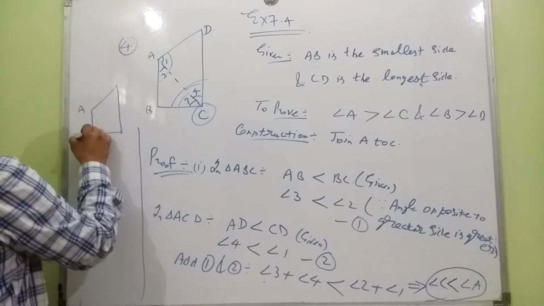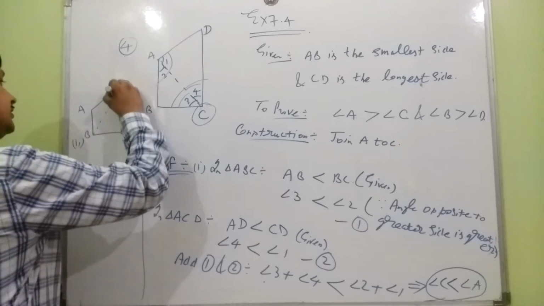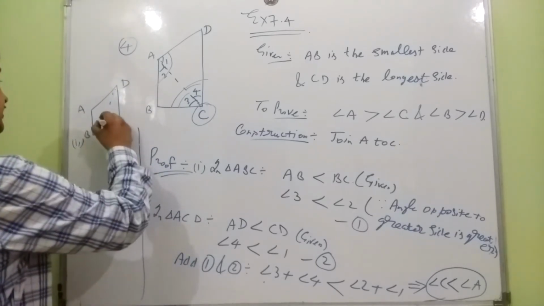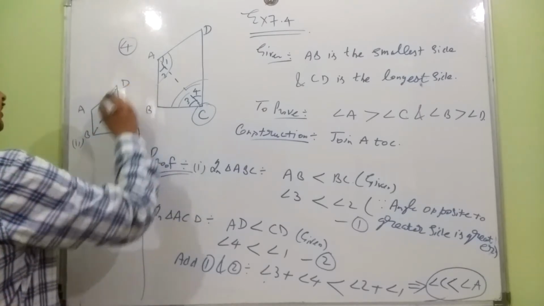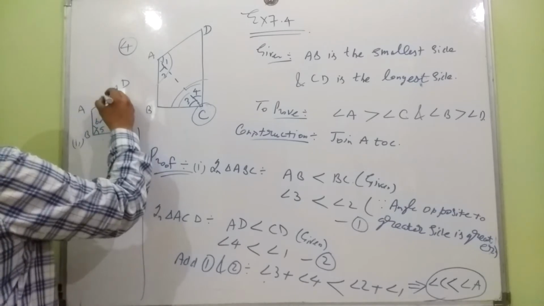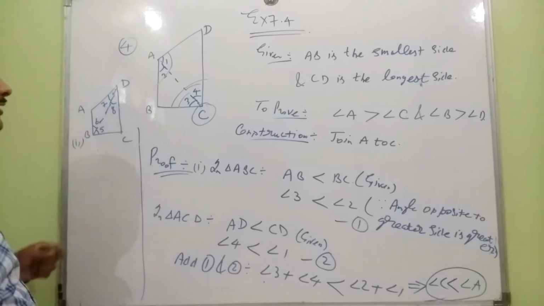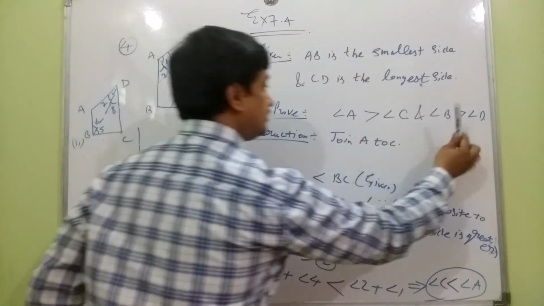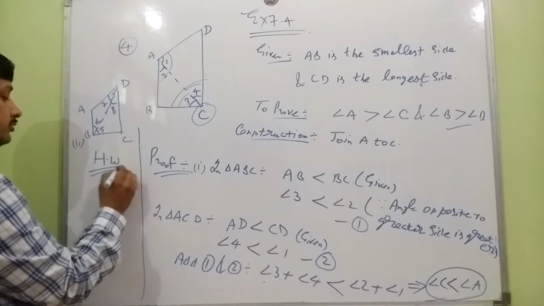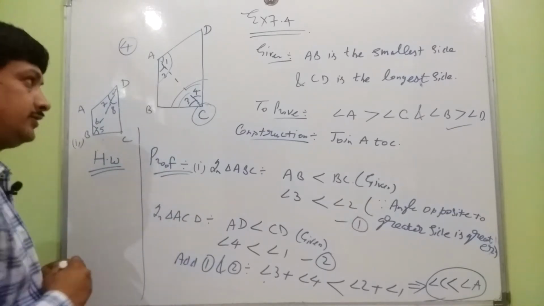It is quadrilateral ABCD, and this time you will join B to D. You can consider these angles to be angle 5, angle 6, angle 7 and angle 8. And this you can prove by yourself now. For this, angle B is greater than angle D. So this is homework for you. The same process, you will just do it yourself.